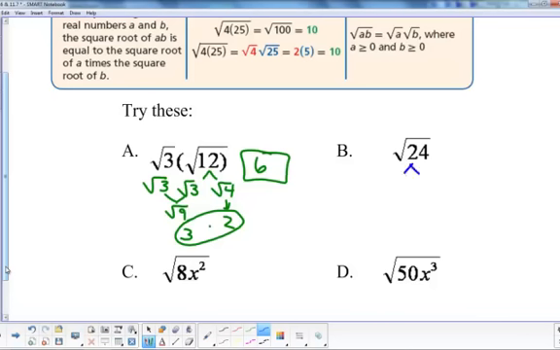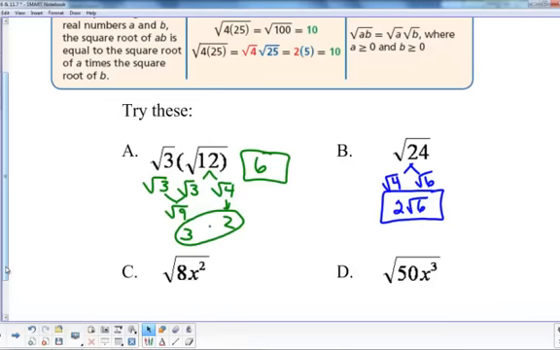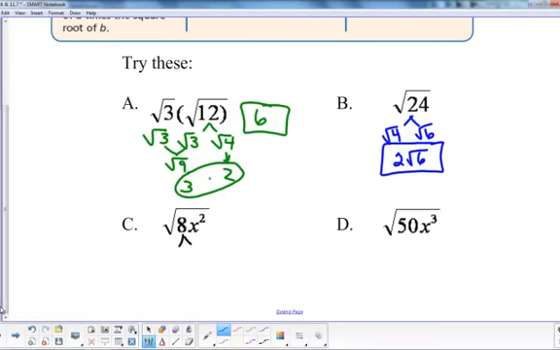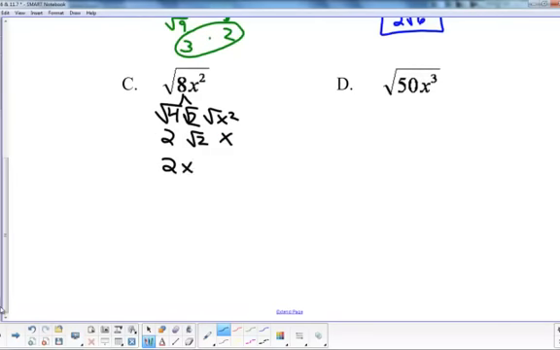So 24, when I think of that, I think of 4 times 6. 6 can be broken down into 2 and 3, but neither of them have a perfect square root. So we can just leave that as 2 root 6. That would be the simplest form for that one. All right, 8 is 4 times 2. And x squared, you can take an x out. So we have a 2, a root 2, and an x. So our simplest form answer for that, you want everything that's not in a square root out front and everything under the square root in the back.